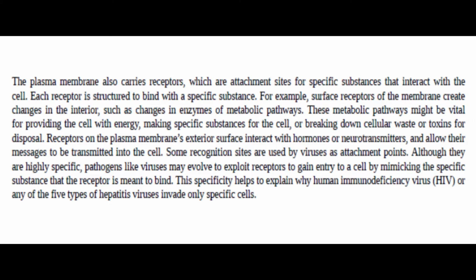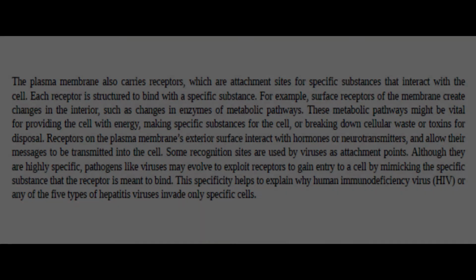Receptors on the plasma membrane's exterior surface interact with hormones or neurotransmitters and allow their messages to be transmitted into the cell. Some recognition sites are used by viruses as attachment points. Although they are highly specific, pathogens like viruses may evolve to exploit receptors to gain entry to a cell by mimicking the specific substance that the receptor is meant to bind. This specificity helps to explain why human immunodeficiency virus, or HIV, or any of the 5 types of hepatitis viruses invade only specific cells.